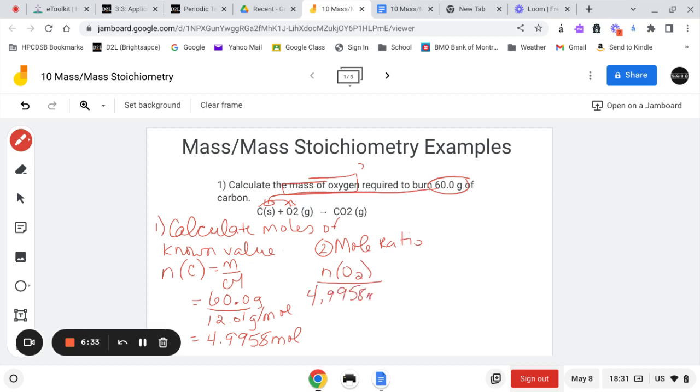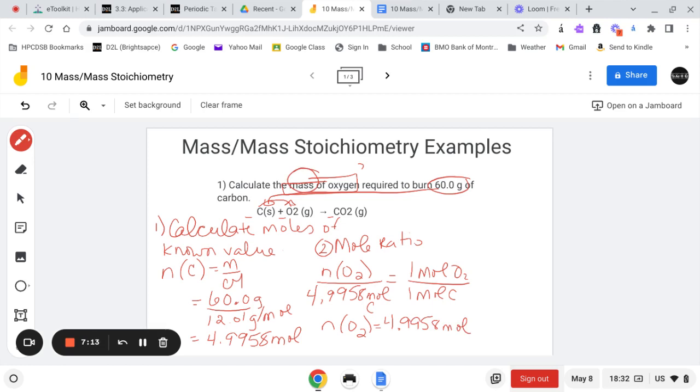Now, again, they didn't actually give me this mole value of carbon, but they gave me a mass, and then I could calculate the moles of carbon as a result. When I look at the coefficients, everybody is a 1-to-1 ratio. So that means that I'm going to have the exact same values here. So moles of O2 and moles of carbon are exactly the same. It's a 1-to-1 ratio. So my moles of oxygen equals 4.9958 moles.